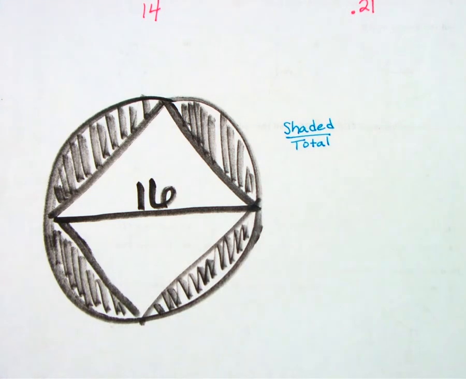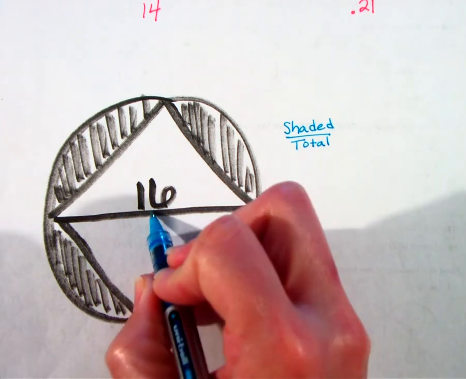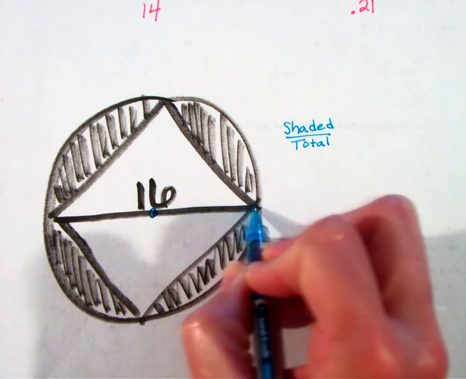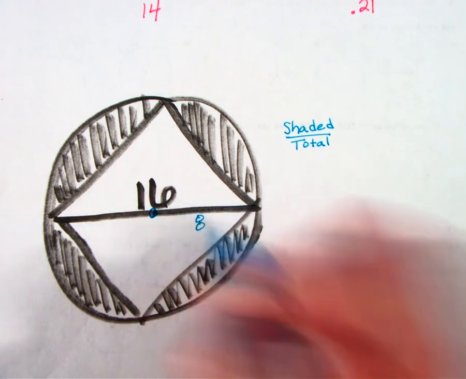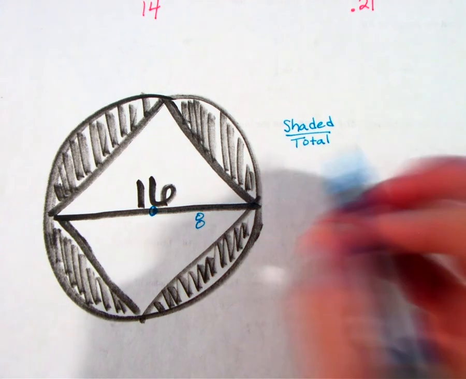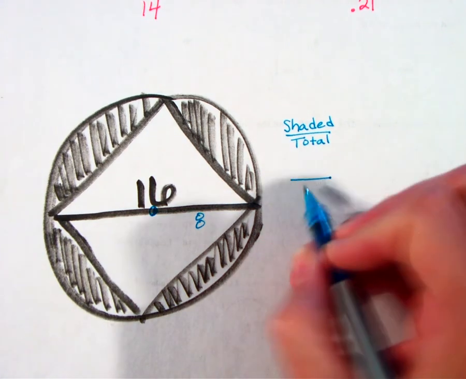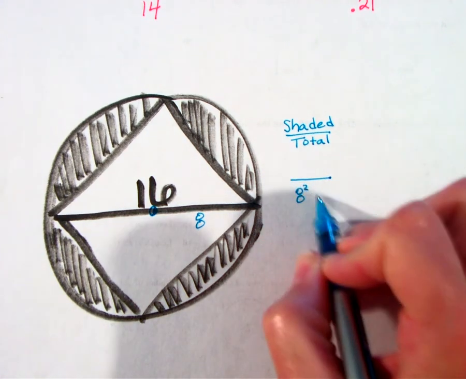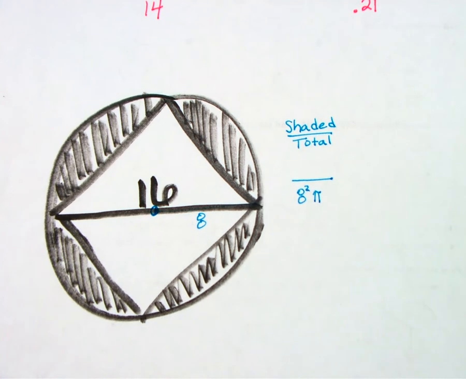All right, so my total, hopefully I gave you enough time to draw that circle and square. So my total is the circle, and my radius for the circle would be 8. So on the bottom is 8 squared pi.